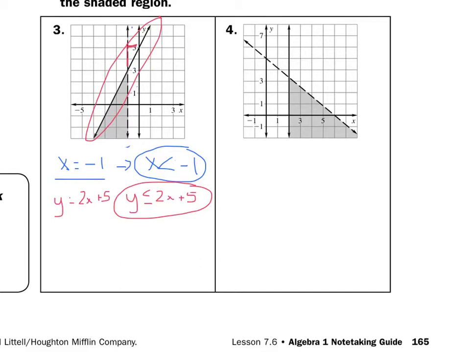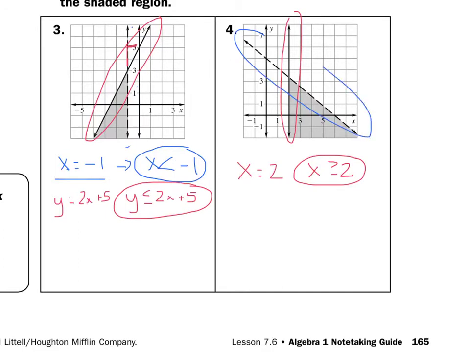And for the last one, again, we'll look at the vertical line first. That equation is x equals 2. Since the area is shaded to the right and is solid, we're going to say that x is greater than or equal to 2 for one inequality. And for the other dashed line, it has a negative slope.